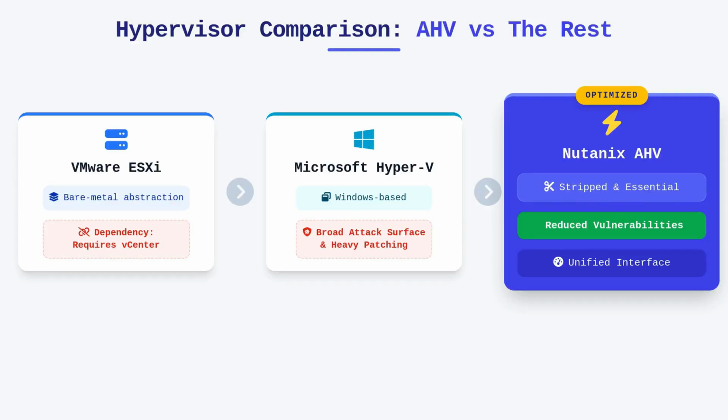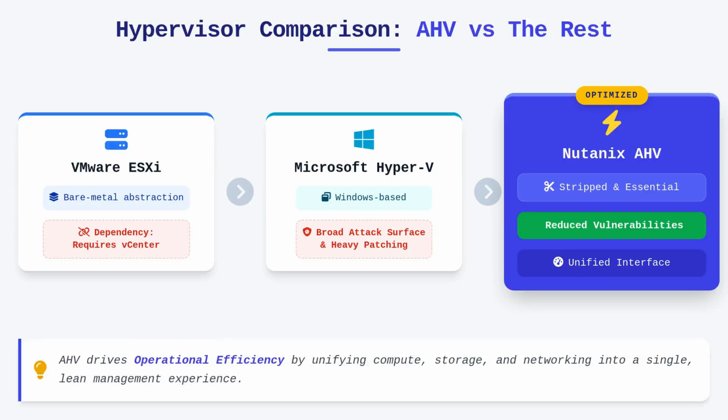Since there is no complex management appliance required for the hypervisor itself, you manage your compute resources using the same interface you use for your storage and networking configurations. This unified approach is what drives the operational efficiency that organizations seek when transitioning to a hyper-converged infrastructure.